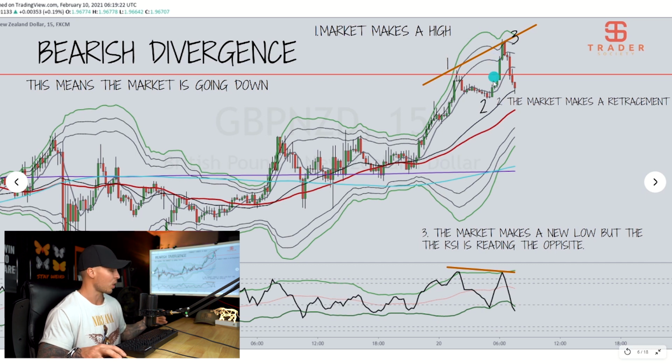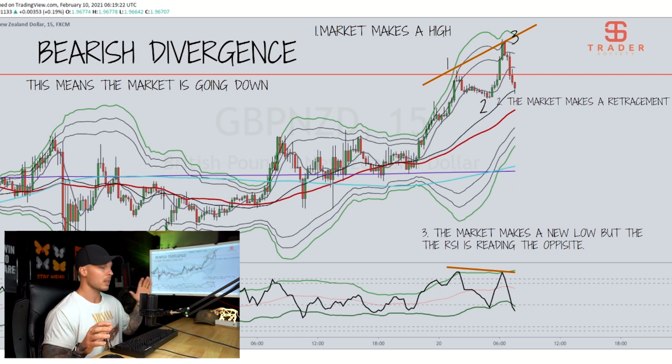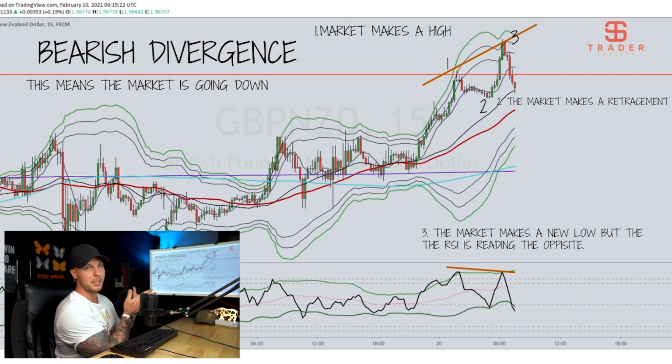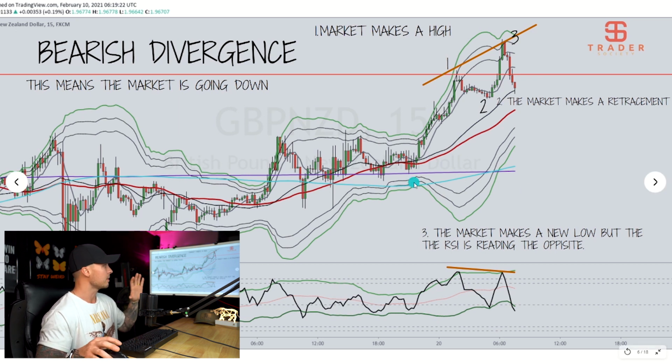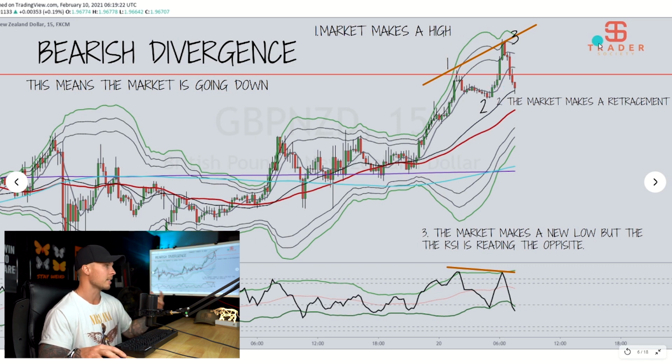Notice how wide they are when it makes this new high right here. This is how I utilize Bollinger Bands a lot when I used to trade the 1 minute chart, and I used to scalp these moves all the time. I'd get 7 to 10 pips every day, just trading these two types of moves, the shark fin and the divergence. That's what I first started out on, okay?